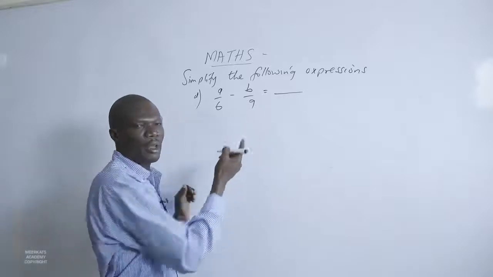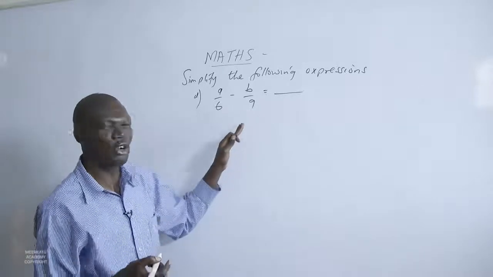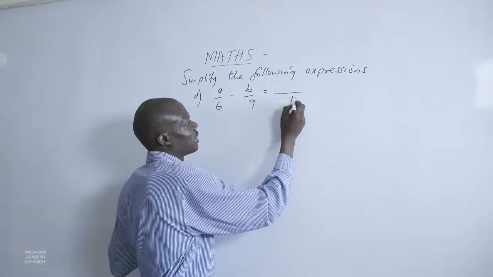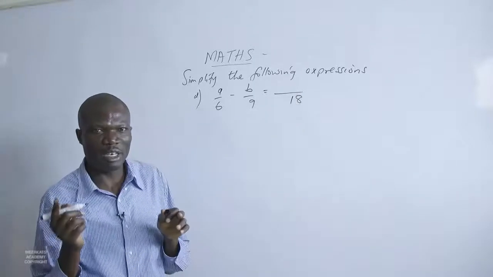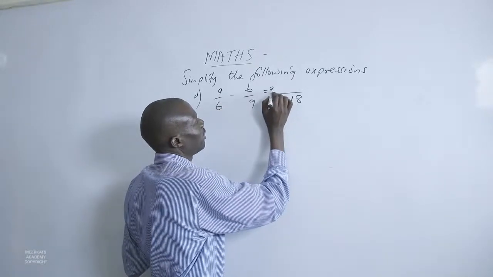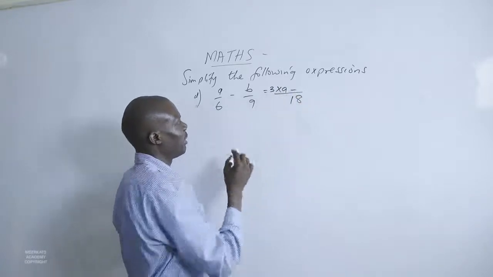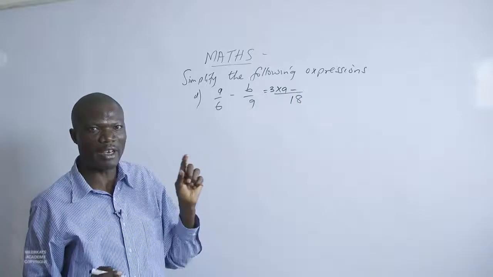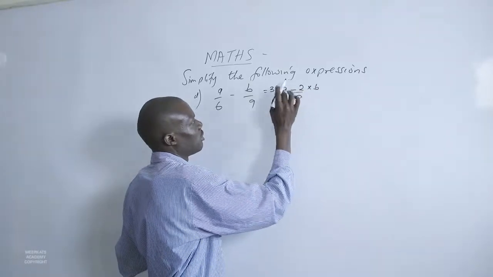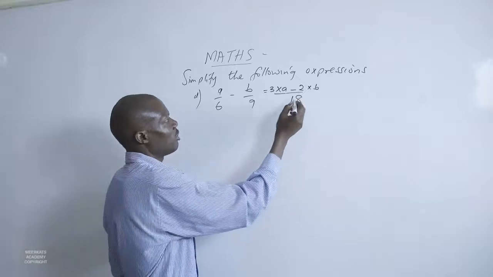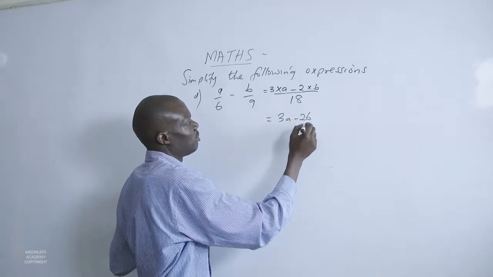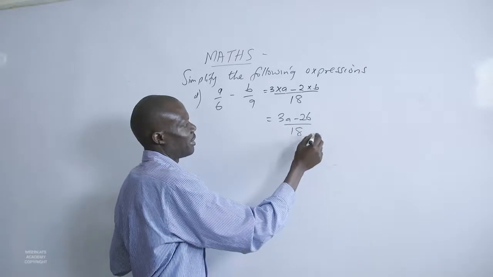So mentally, we can work out the lowest common denominator for 6 and 9. You'll find it is 18. 18 divided by 6 is 3, so we have 3 times a here, and then minus 18 divided by 9 is 2, then 2 times b. So that's what we have. This gives us 3a minus 2b, the whole of it over 18.